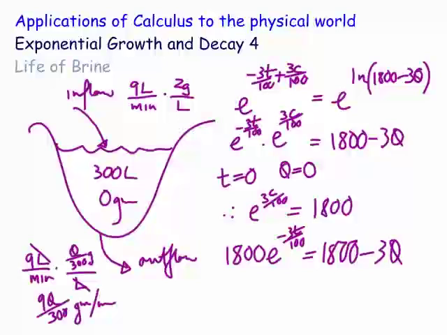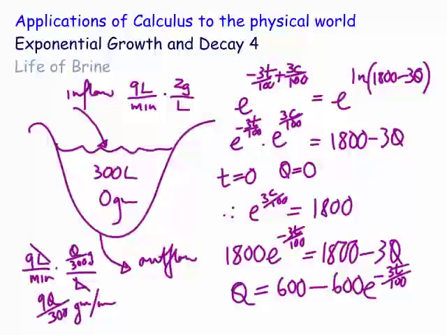Now we need to make Q the subject, so we put the 3Q on the other side and divide by 3 as well. Q on this side is equal to 1800 divided by 3, which is 600, then 1800 again divided by 3, 600, e to the minus 3t on 100. This is now our equation which we work with.